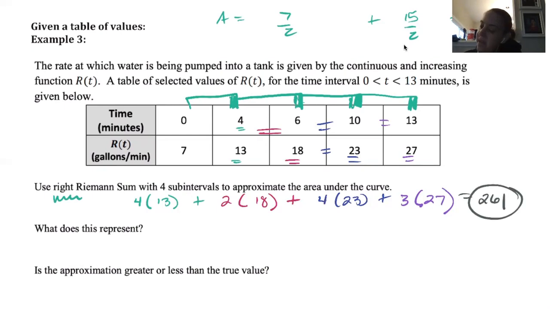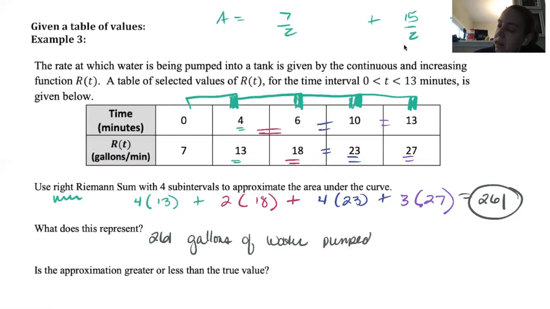Now, what does this represent? So the rate at which water is being pumped into the tank is given in gallons per minute, and we've talked about minutes. So what does this represent? This is 261 gallons of water pumped in from 0 to 13 minutes. So that's how much water we've calculated, how much water went in. The area under the curve is how much water.